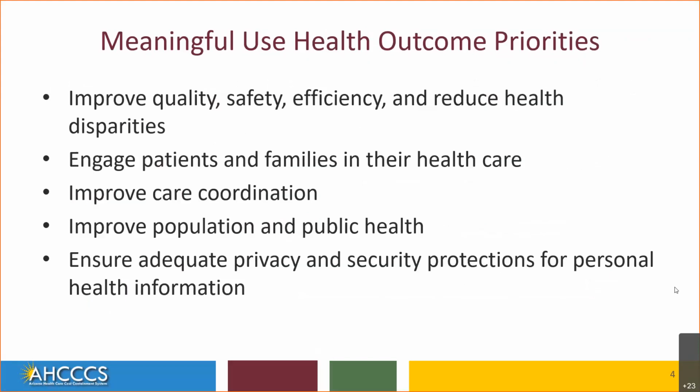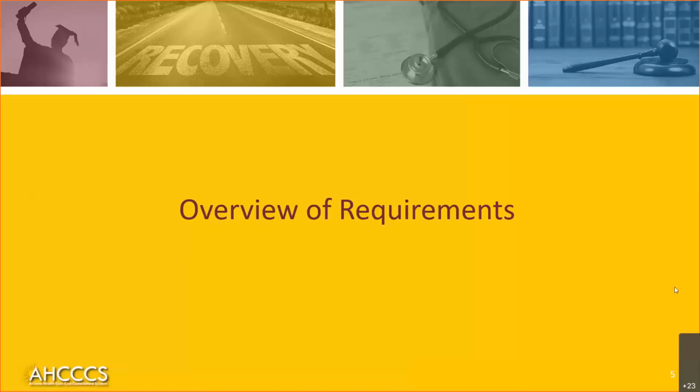Just to go over a couple of the meaningful use health outcome priorities. One of them is to improve quality, safety, efficiency, and reduce health disparities. Also to engage patients and families in their health care, to improve care coordination, improve population and public health, and ensure adequate privacy and security protections for personal health information.